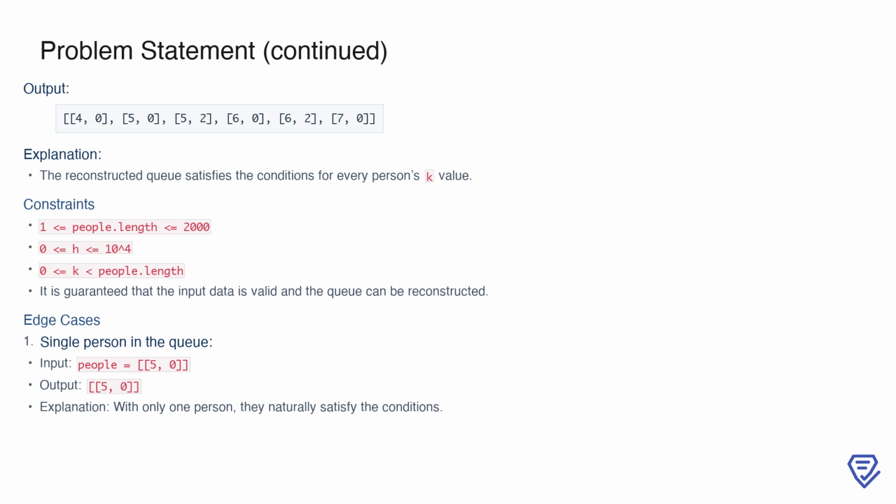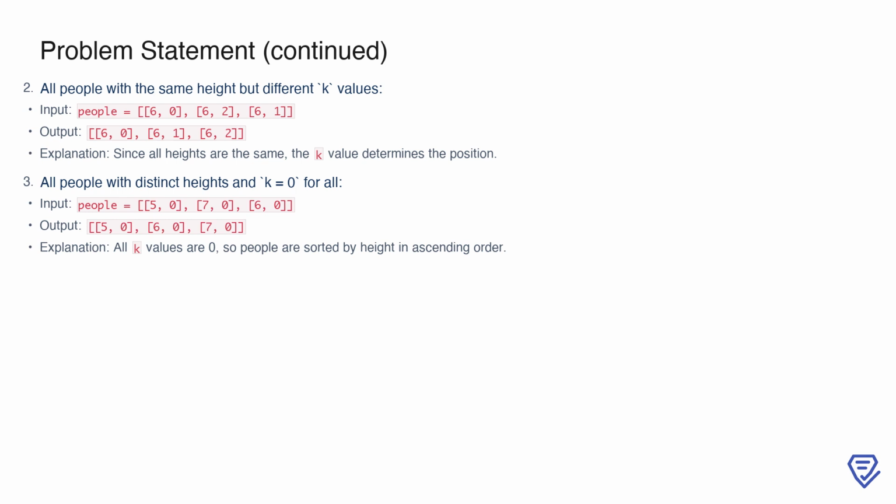Additionally, let's consider edge cases. For example, if there's only one person in the queue, like people equals [5,0], the output is simply [5,0], since they automatically satisfy the condition. Another interesting case is when all people have the same height but different k values. When all people have the same height, such as people equals [6,0], [6,2], [6,1], the k values alone determine the order. The output in this case is [6,0], [6,1], [6,2], as each k value is directly reflected in their positions.